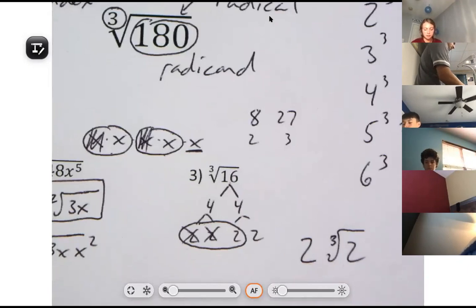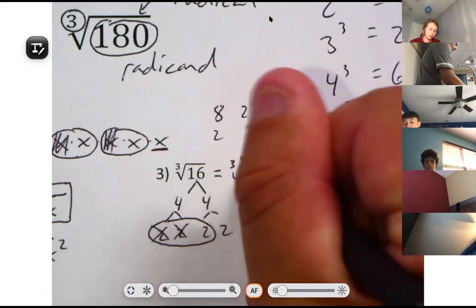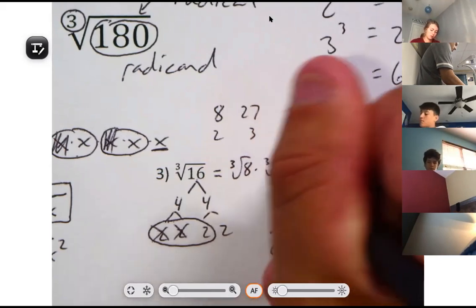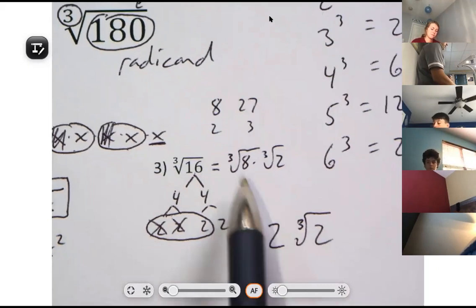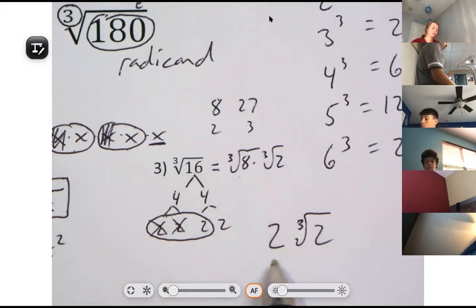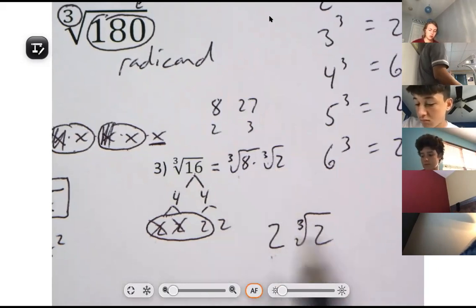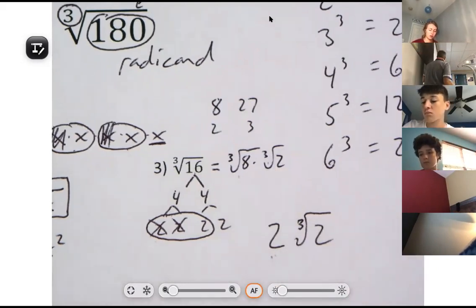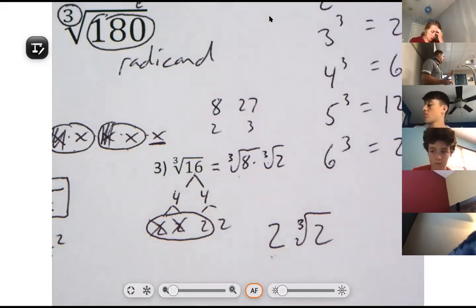So the cube root of 16 is the same as the cube root of 8 times the cube root of 2. Those mean the same thing. And what is the cube root of 8? It's 2. That's where that 2 on the outside is coming from. And notice what's left. You're still left with that cube root right there. That's why that index is staying. That's probably the most common mistake students make on those problems. They forget that index.